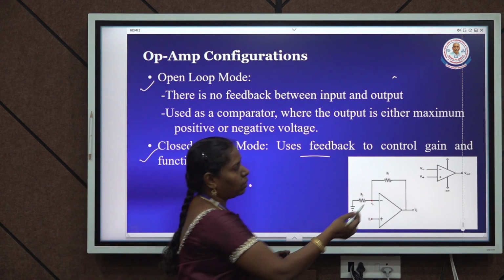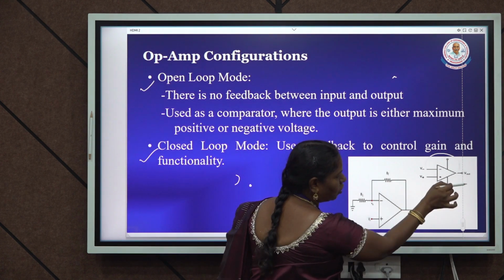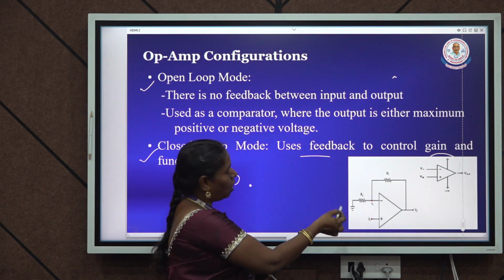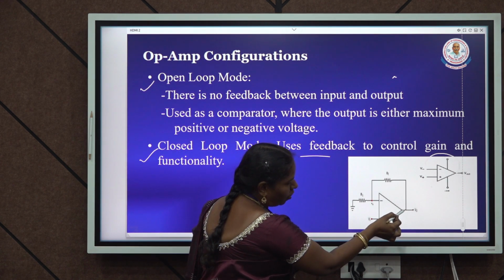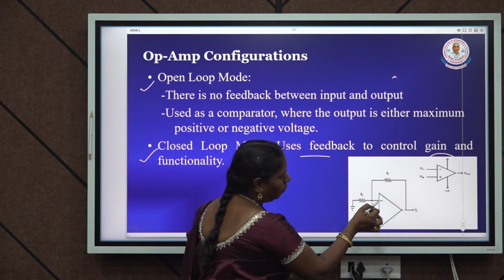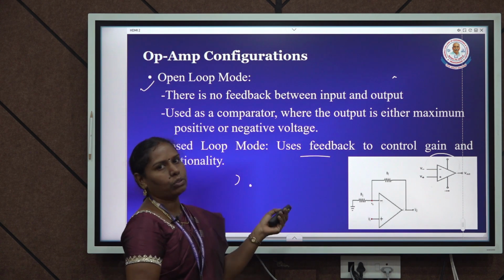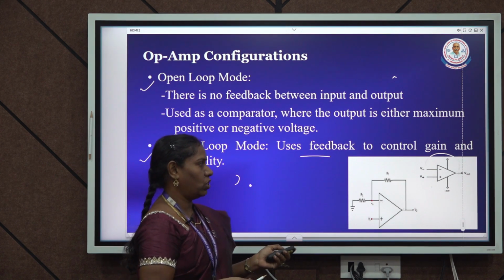This is the diagrammatic representation of an open loop system. See here, there is no connection between the output and input, whereas in the feedback or closed loop configuration, we take part of the output and feed it to the input terminal. Here we are giving the feedback to the negative terminal. So this configuration is a negative feedback closed loop configuration.